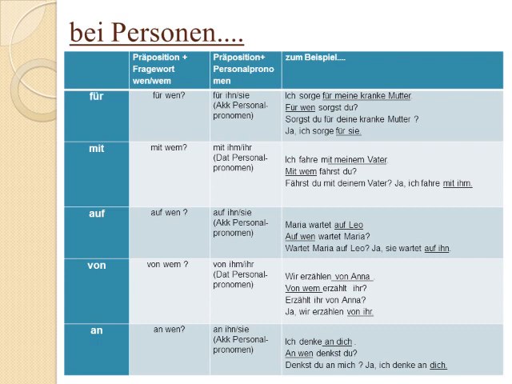Auf. Auf wen? Auf ihn oder auf sie. Auf being an accusative preposition, we will use an accusative personal pronoun. Maria wartet auf Leo. Maria is waiting for Leo. Auf wen wartet Maria? Auf Leo. Wartet Maria auf Leo? Ja, sie wartet auf ihn.